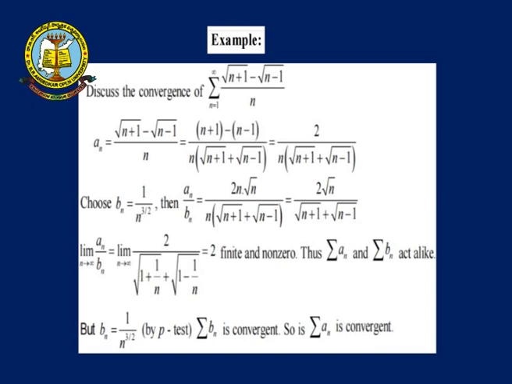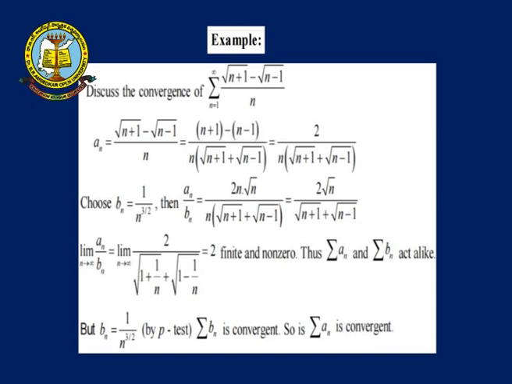Another example, if I take an equal to sigma n equal to 1 to infinity root of n plus 1 minus root of n minus 1 by n, so an equals root of n plus 1 minus root of n minus 1 by n. In this, I am doing rationalization, multiplying by root of n plus 1 plus root of n minus 1 in numerator and denominator. Here a minus b into a plus b in the numerator gives a square minus b square, so n plus 1 minus n minus 1, minus of minus is plus, so n cancels, leaving 2 by n into root of n plus 1 plus root of n minus 1.